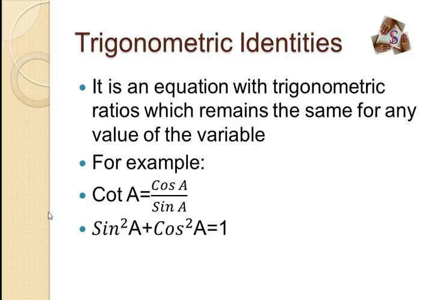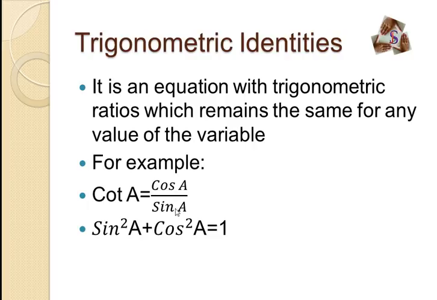Sin square A plus cos square A is equal to 1. This is a trigonometric identity because we are using trigonometric ratios sin A and cos A, and for every value of A, this equality is valid. Therefore, this is a trigonometric identity. Similarly, cot A is equal to cos A by sin A is a trigonometric identity.